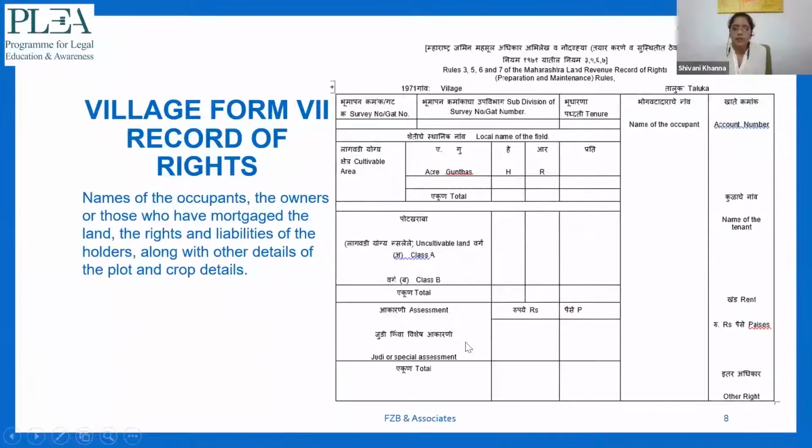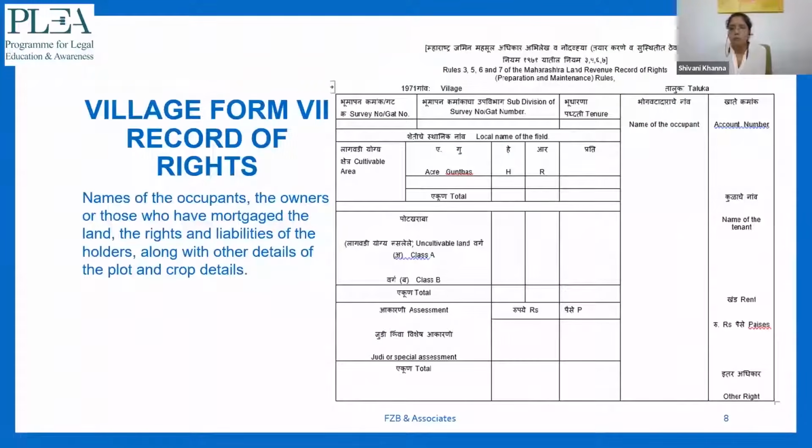Then there is description of the assessment, how much is the land revenue payable. The middle column, the Bhogwata Darachena, is actually the name of the occupant, the person who is sitting on the property. The rightmost column will give you the name of the tenant, whether he be a contractual tenant or he is tenant under the Bombay Land Agricultural Tenancy Act.